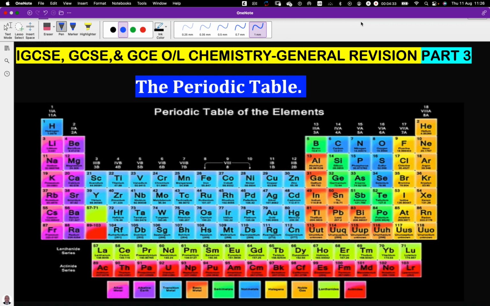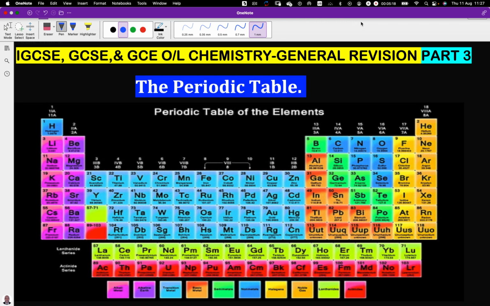We can say group 2 or group 12. We may use group 13 or group 3. We may use group 17 or group 7. We may use group 18 or group 8 or group 0. So we will be using it interchangeably. So, what is the periodic table? As I earlier said, the periodic table contains elements that are arranged in order of increasing proton number, or what we call the atomic number.